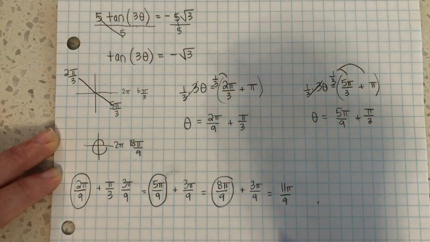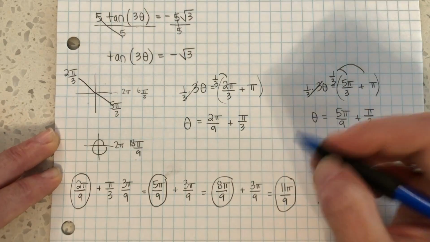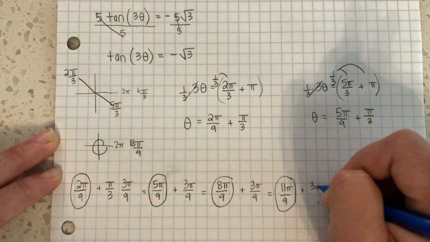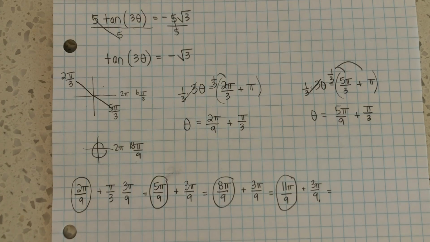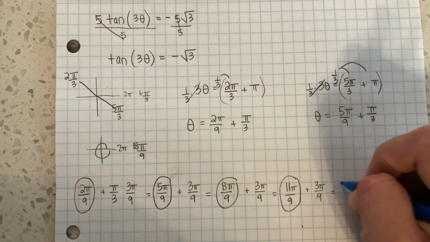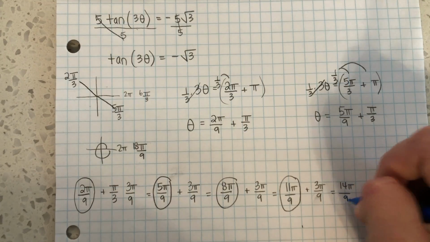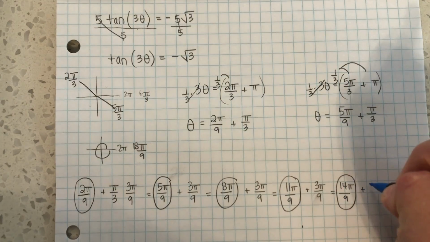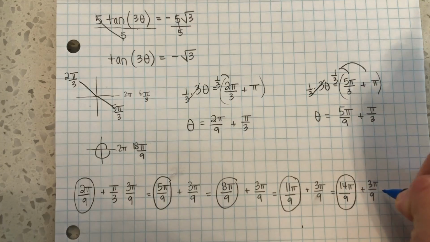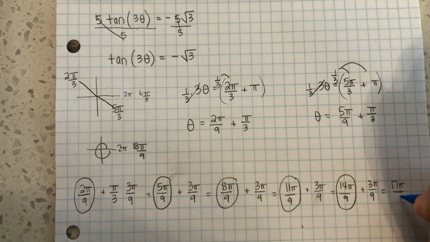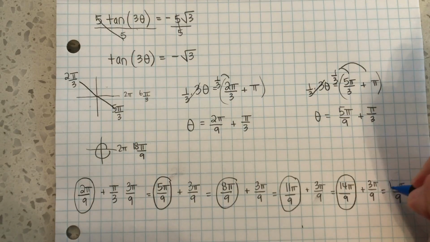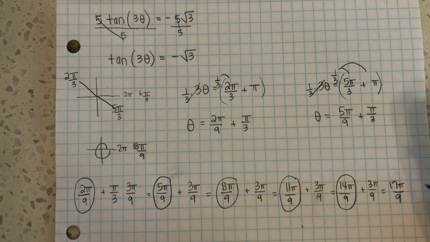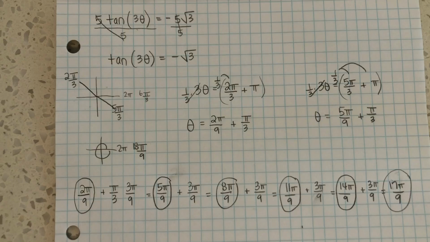Well, it's smaller than 18 pi over 9, so it's an answer too. Now add another one on. Add 3 pi over 9 onto it, and you end up with 14 pi's over 9. So it's under 18 pi over 9, so hang on to it. It's an answer. Add another period onto it, plus 3 pi over 9. That's 17 pi over 9. Oh, I don't like the way I wrote that. That's 17 pi over 9. So it's an answer because it's under 18 pi over 9.